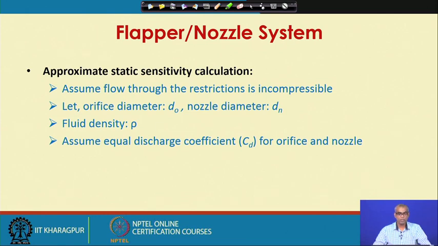Now, let us see how we compute the approximate static sensitivity for a flapper nozzle system. Assume flow through the restrictions is incompressible. So, you consider incompressible fluid flow. Let the orifice diameter be represented by dO and the nozzle diameter be represented as dN. Fluid density equals rho. Let us assume equal discharge coefficient CD for orifice and nozzle.